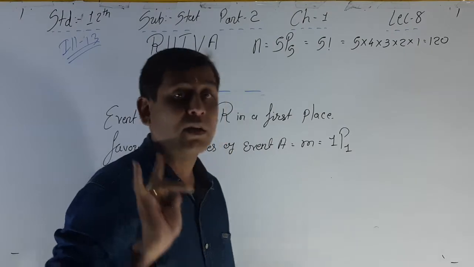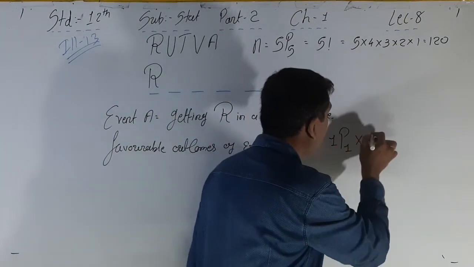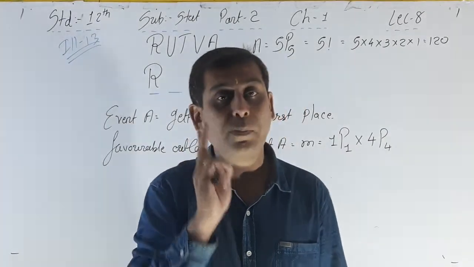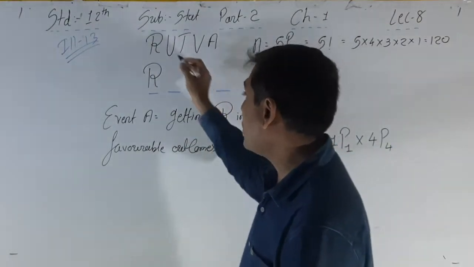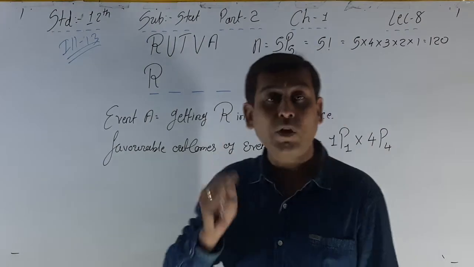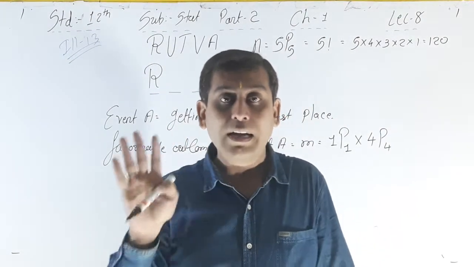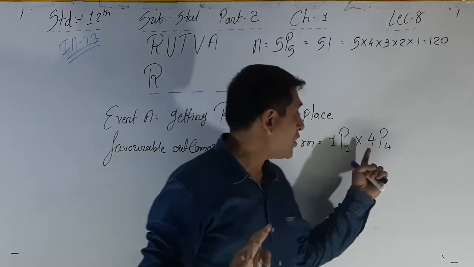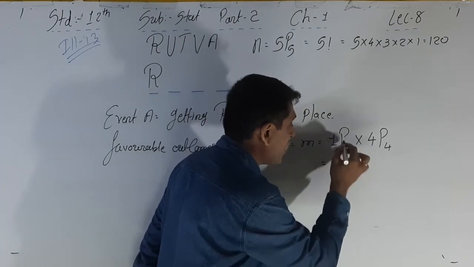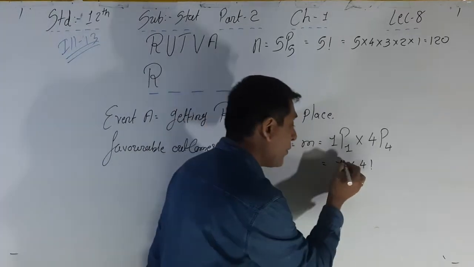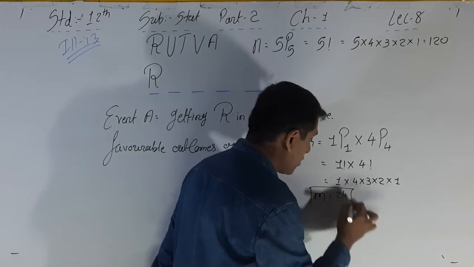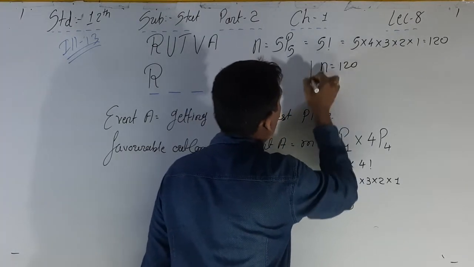And for the remaining 4 letters, remaining 4 places are there, that's why into 4P4. For arranging R on the first place, the arrangement is 1P1, but for arranging all the remaining letters, that is U, T, V and A, all remaining 4 letters and remaining 4 different places, that's why 4P4. This 4 is for letters and this 4 is for places. So 1P1 is equal to 1 and 4P4 is equal to 4 factorial. 1 factorial is equal to 1. So 1 into 4 into 3 into 2 into 1, that is 24. So m is equal to 24 here and n is equal to 120.